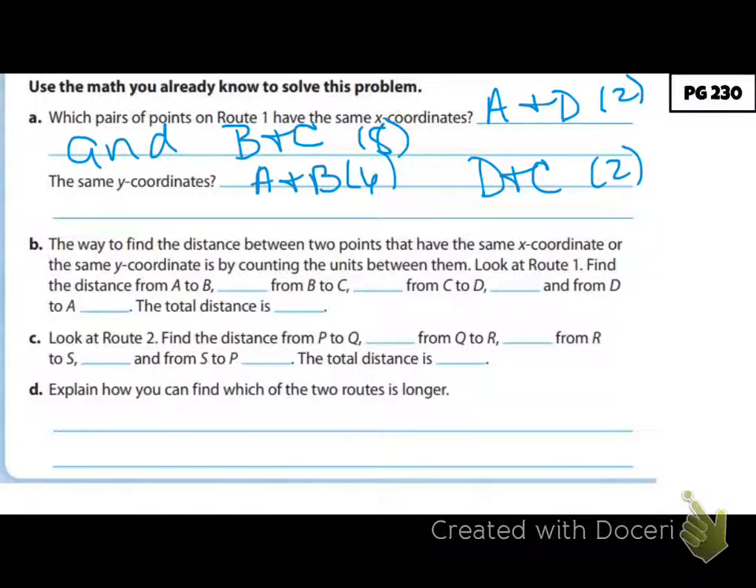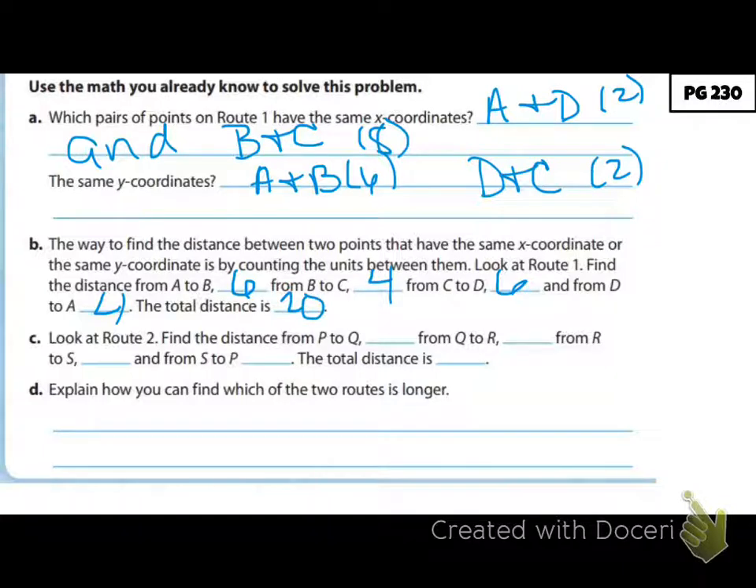B says the way to find the distance between 2 points that have the same x coordinate or the same y coordinate is by counting the units between them. So if we look at Route 1, to find the distance from A to B, we would count. When we count from A to B, we find that we have 6. From B to C would be 4. From C to D is 6. And from D to A is 4.